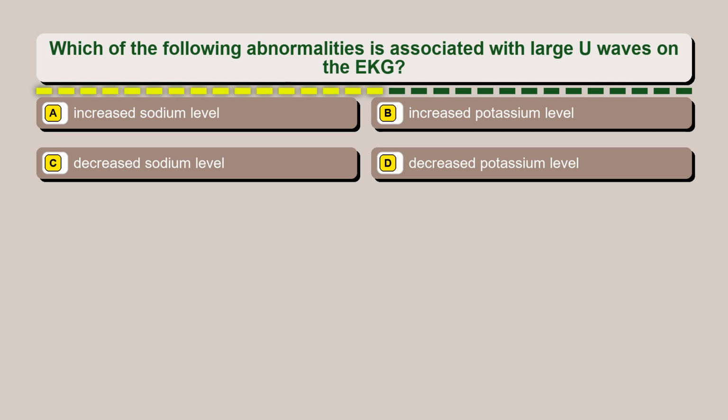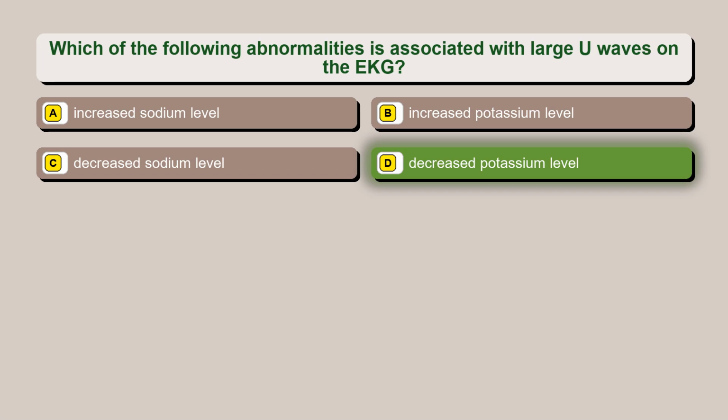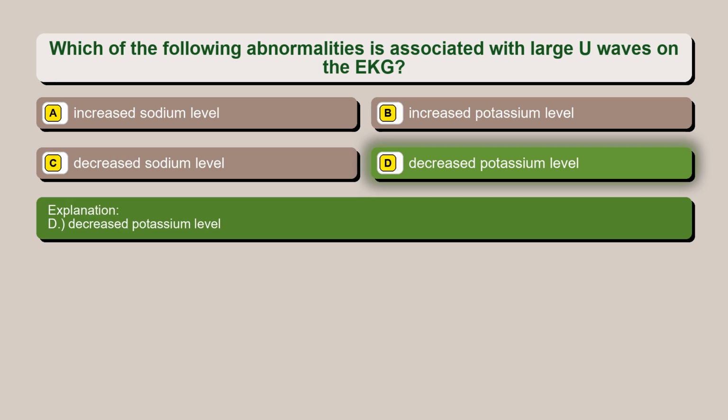Option A, increased sodium level. Option B, increased potassium level. Option C, decreased sodium level. Option D, decreased potassium level. The correct answer is option D, decreased potassium level. Question 31.